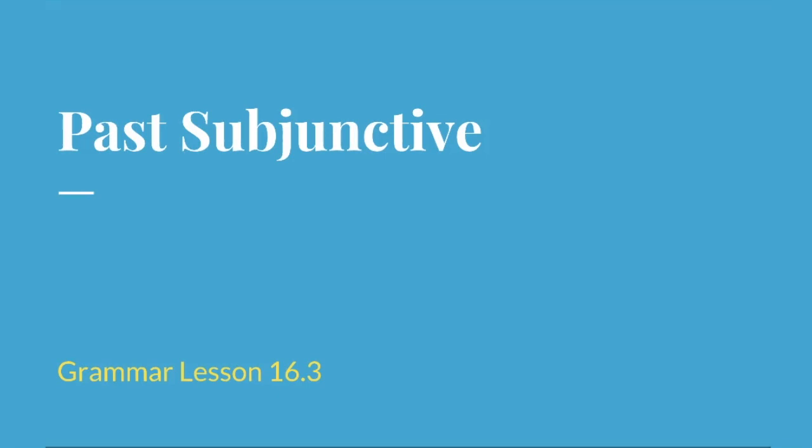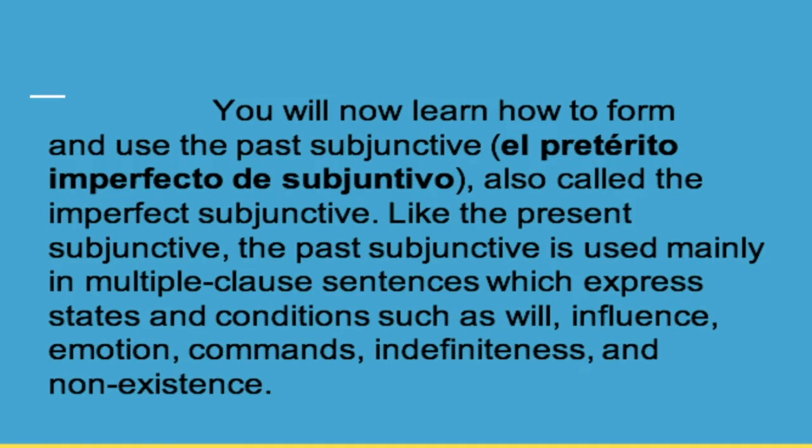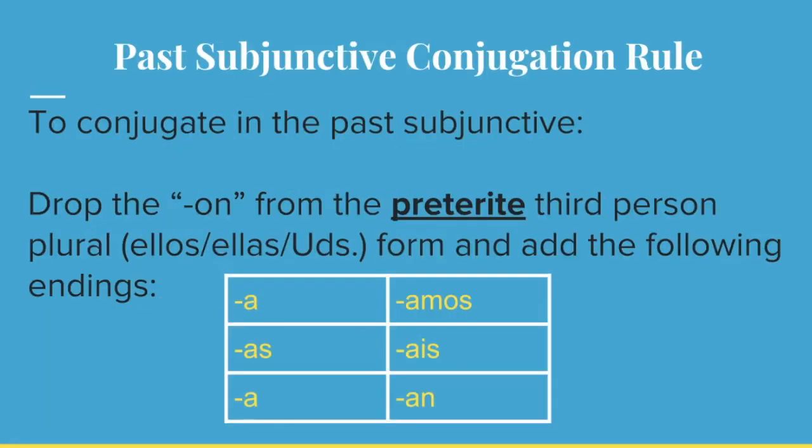Now let's talk about the past subjunctive. Now that we've reviewed the subjunctive mood in general and how it's used in the present subjunctive, let's talk about past subjunctive. It is a little different, but a lot of the same rules still apply, and the usage is very similar to the present subjunctive. Like we did with the present subjunctive, this will still be used in multiple clause sentences, and it's still used with those same weirdo verbs and those same situations.